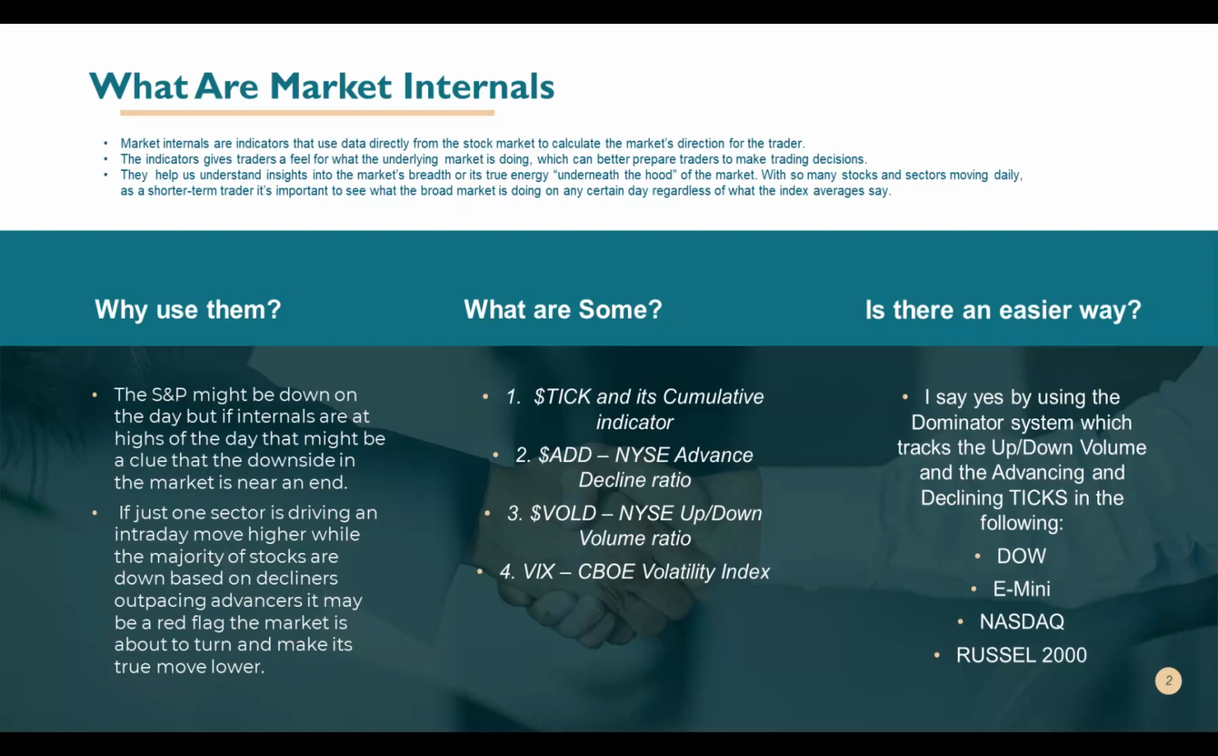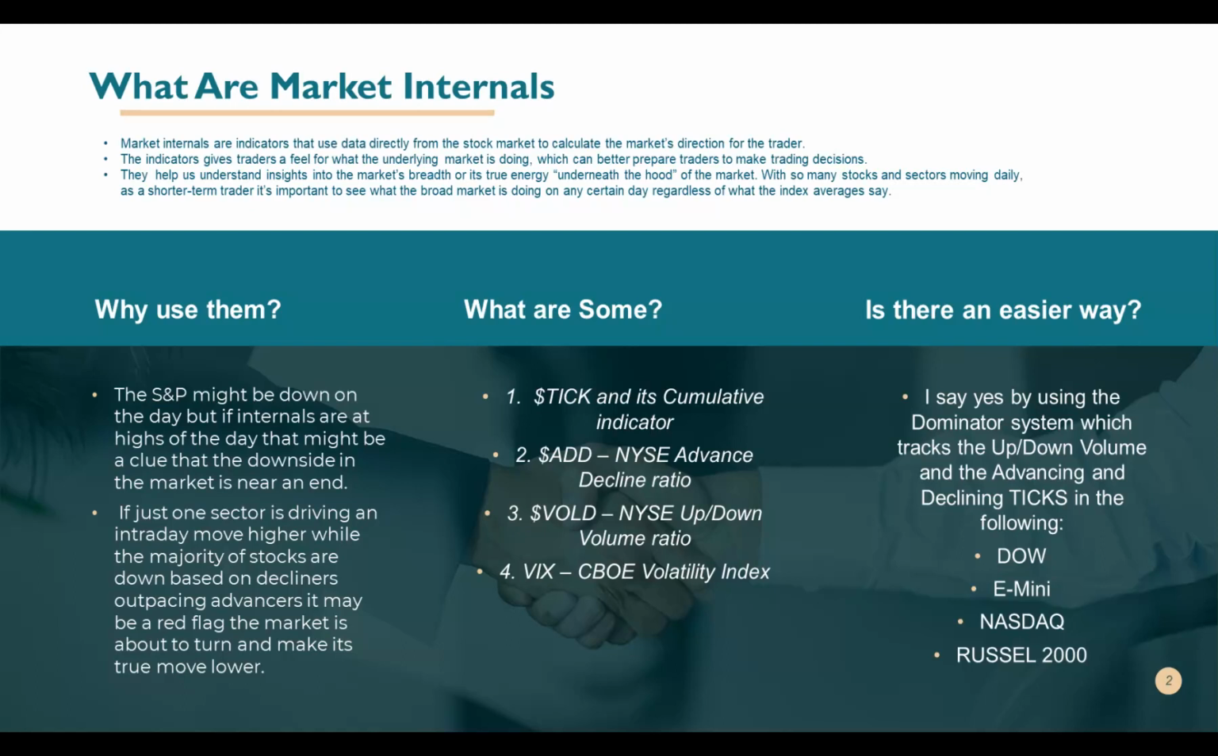What are some? We have the tick and its cumulative indicator, the advance and decline ratio of the NYSE, the volume up and down for the NYSE, and the VIX, which is the CBOE Volatility Index.